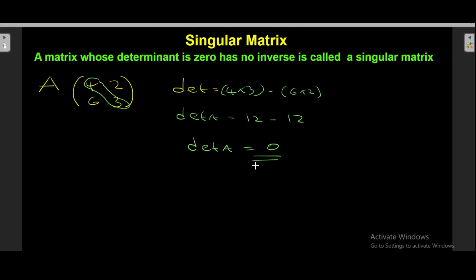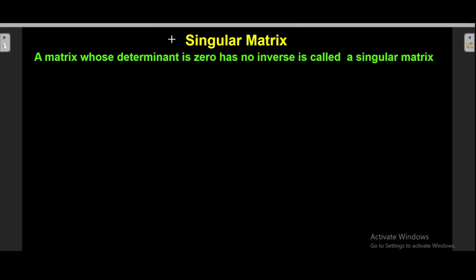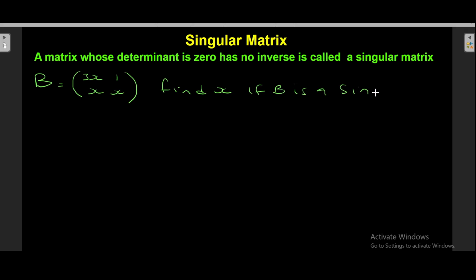We are going to look at an example and see how we can apply the concept of a singular matrix. Let me say you are given matrix B, which is the same as 3x, 1, x, and x. They are telling us to find the value of x if matrix B is a singular matrix. And this is how we are going to do such a question. We are going to apply the same concept we have just seen.